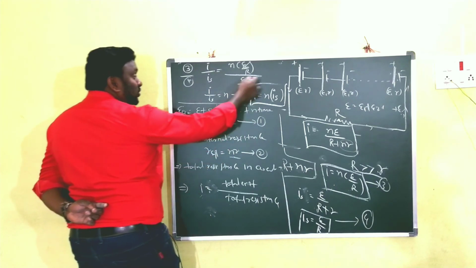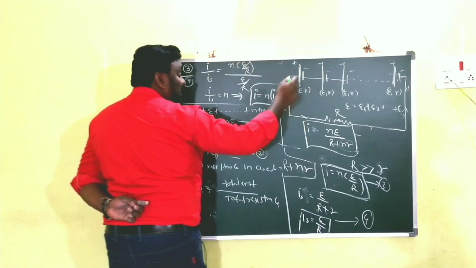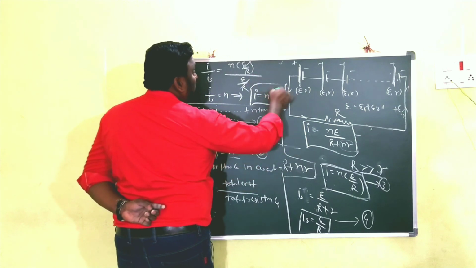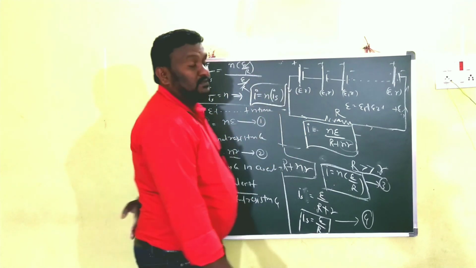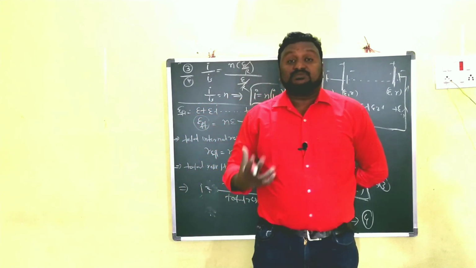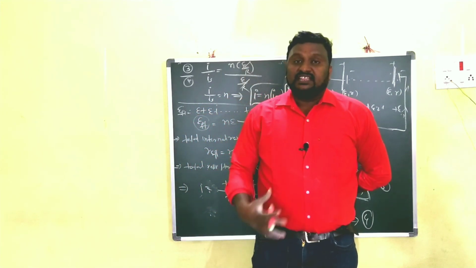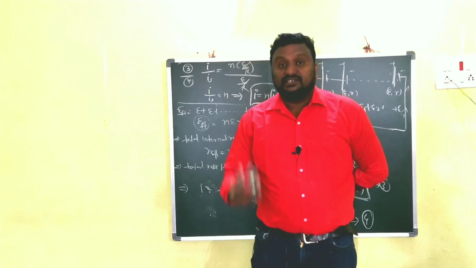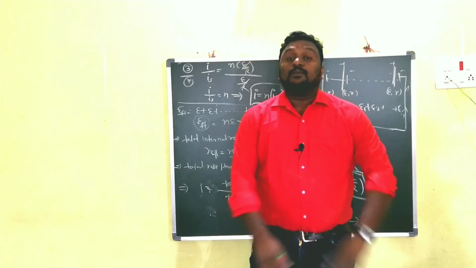So the current through the circuit is n times greater than the current through a single cell. That's why, when we take capital R much greater than small r, we send a larger amount of current in the series combination. Okay children, I hope you understand.